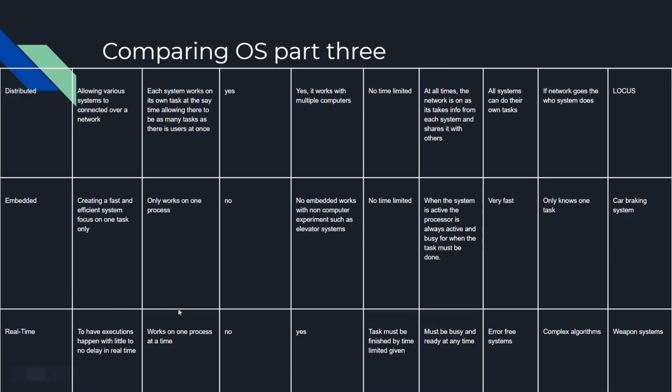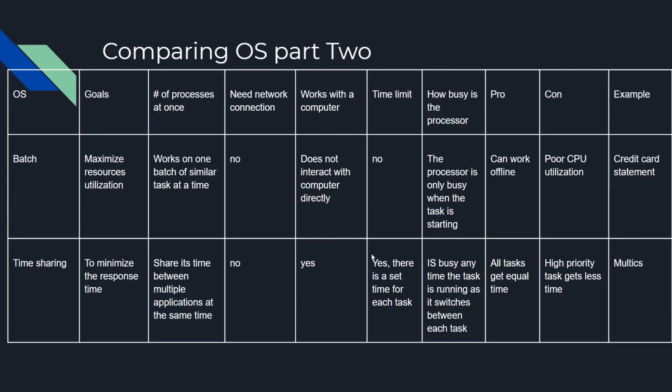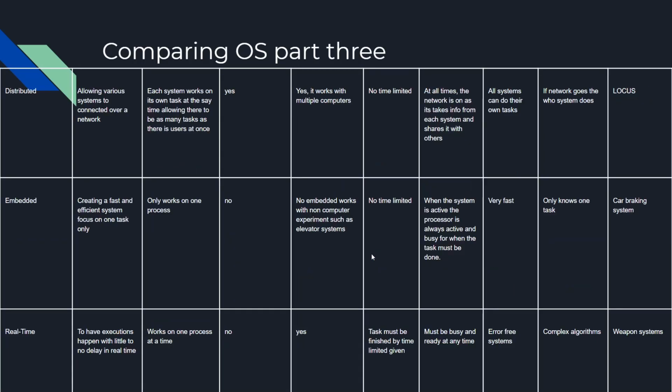And then real time is to have executions happen with little or no delay in real time. It works on one process at a time. Doesn't need a network. Embedded doesn't work with a computer, real time does. And the example I gave was a weapon system because it's complex. It needs to work in real time like the weapon systems do. Yeah, that is my main comparison with all five, just comparing different stats, different features that each have, to see what they all have.